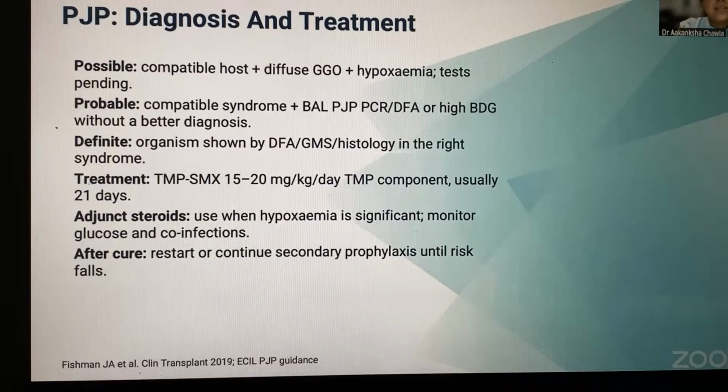And the treatment is again trimethoprim-sulfamethoxazole, like I just said, 15 to 20 mg per kg per day based on the trimethoprim component for 21 days. If the patient is hypoxemic, do not forget to add steroids, and you need to monitor the patient's blood glucose levels as well as monitor for co-infections. And after the cure, you restart or continue secondary prophylaxis until the risk falls.